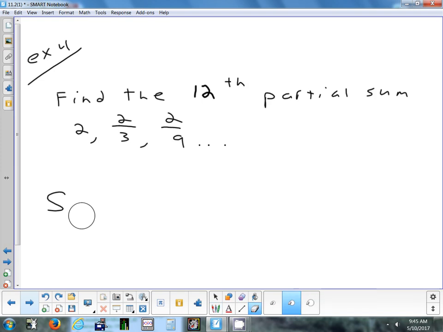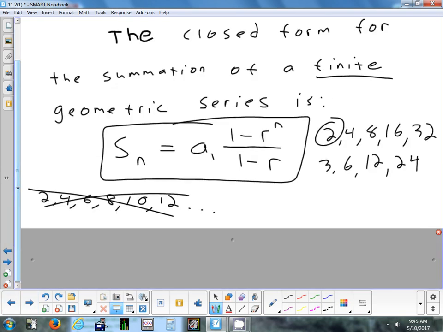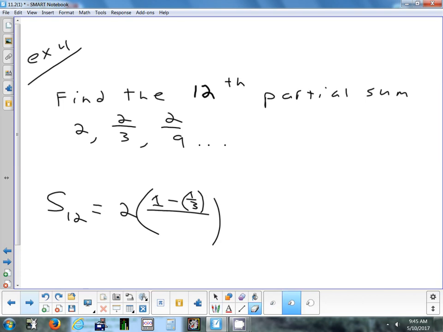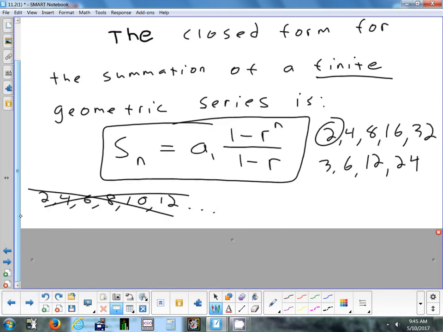So S sub 12 equals, take the first term, which is 2, times 1 minus r to the n. I asked you what you're multiplying by each time because you need to know that. What was the common ratio? 1 minus r to the n. And actually, we're doing 12, so fill in 12 for n, divided by 1 minus 1/3.